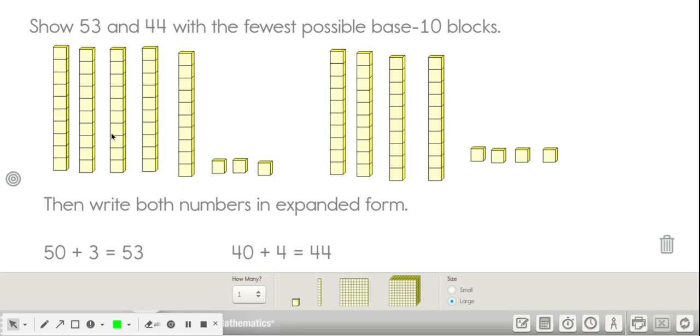So we know how to do a base 10. So if we know how to do base 10, then we know how to break them into expanded form, which is going to be our partial sums. All right, let's jump into our lesson. See you there.